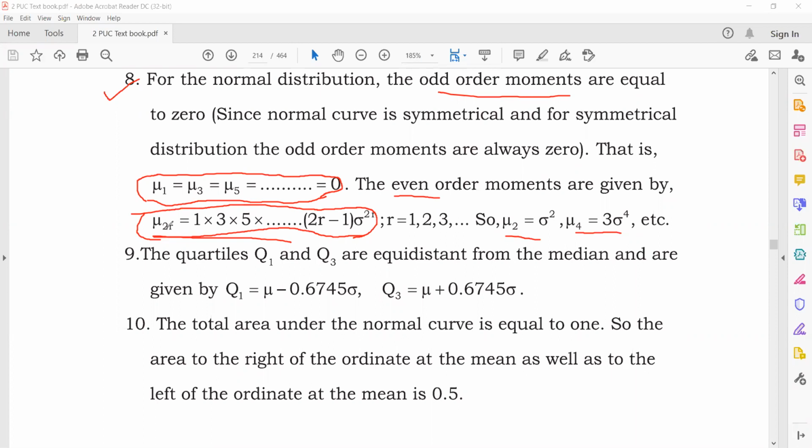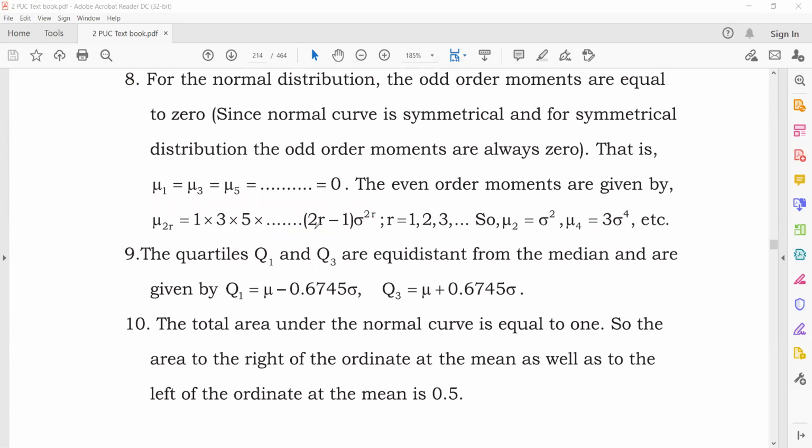Basically, substituting r equal to 1, you get mu2. On the right hand side, when you put r equal to 1, you get 2 into 1 minus 1, which is 1. So it is just 1 sigma square. If you put r equal to 2, you get 2 into 2 minus 1, which is 3. So it will be 1 into 3 into sigma power 4, which is 3 sigma power 4. Similarly, the other moments could be generated.